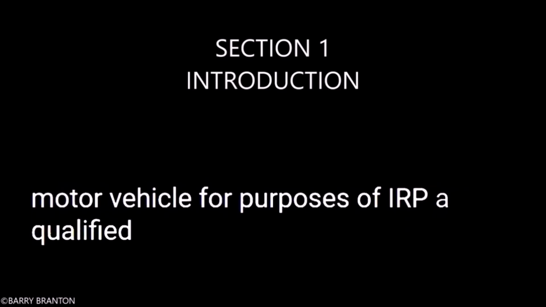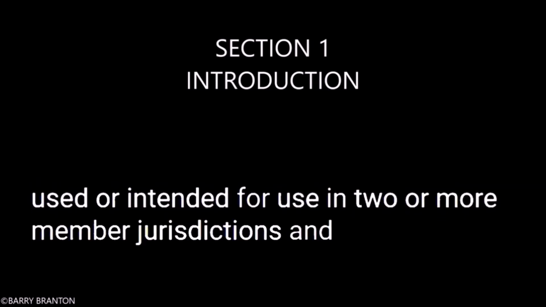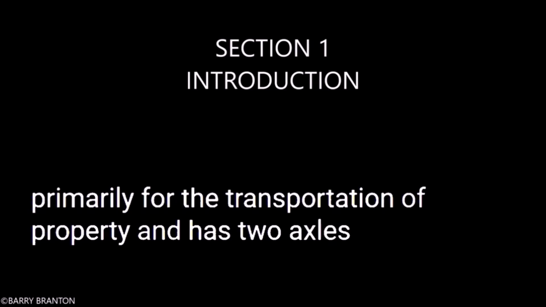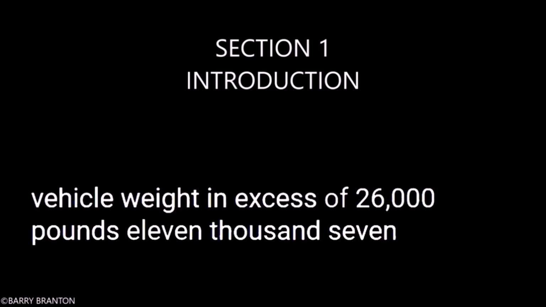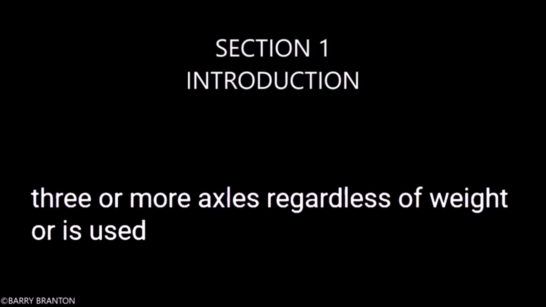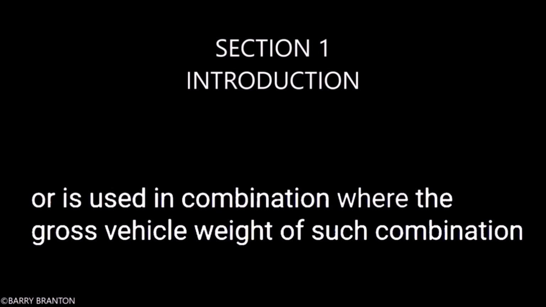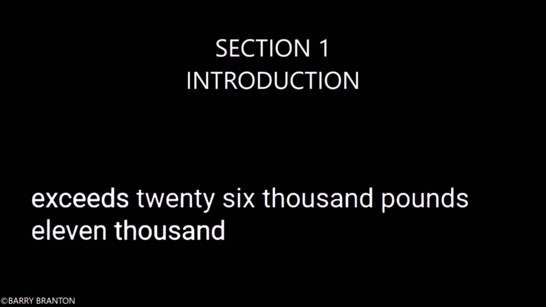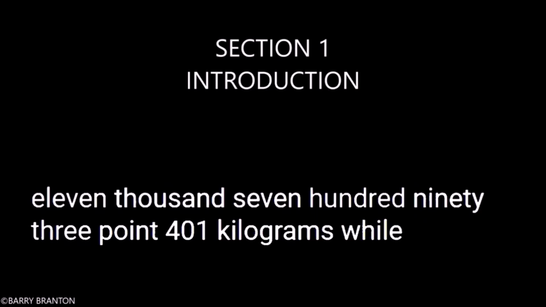For purposes of IRP, a qualified vehicle is, except as provided below, any power unit that is used or intended for use in 2 or more member jurisdictions and that is used for the transportation of persons for hire or designed, used, or maintained primarily for the transportation of property, and has 2 axles and a gross vehicle weight or registered gross vehicle weight in excess of 26,000 pounds, 11,793.401 kilograms, or has 3 or more axles regardless of weight, or is used in combination, where the gross vehicle weight of such combination exceeds 26,000 pounds, 11,793.401 kilograms.